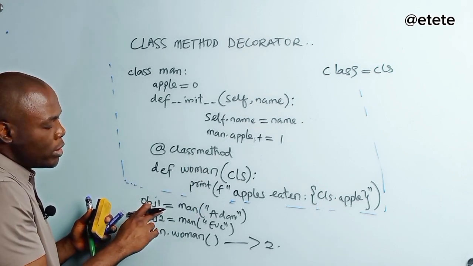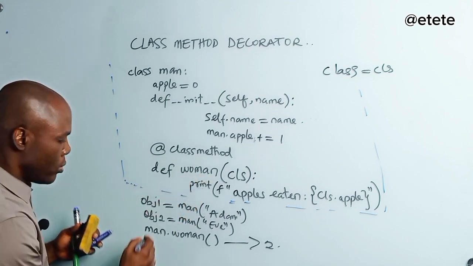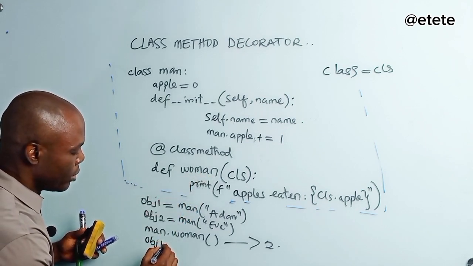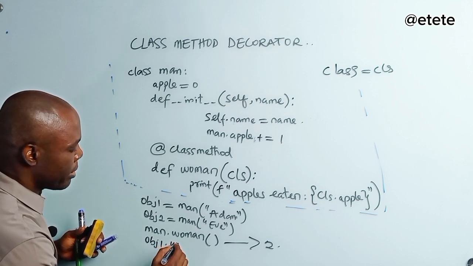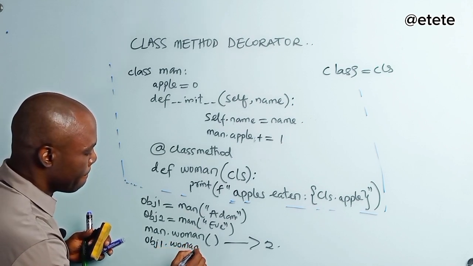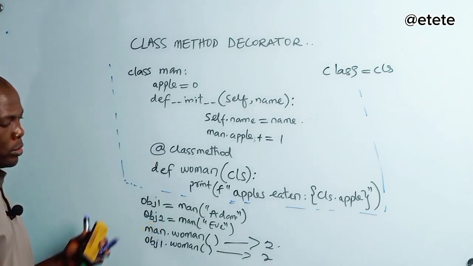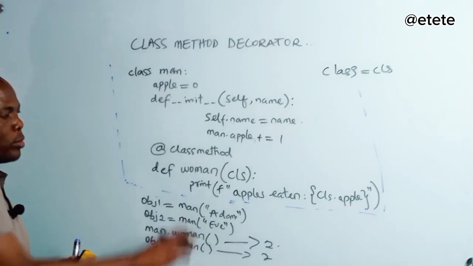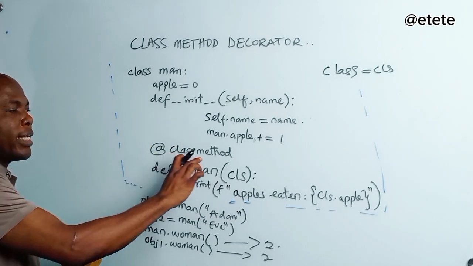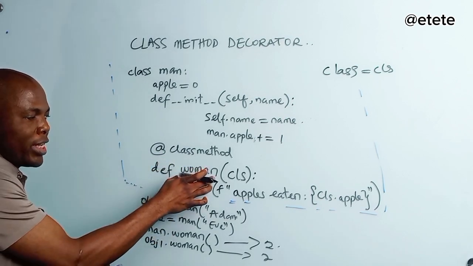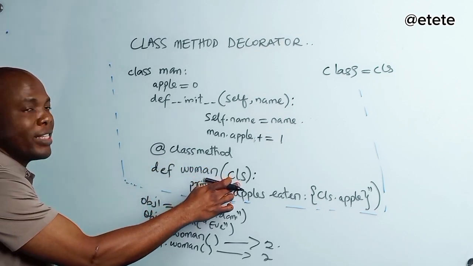And I can equally use any of these objects to call it. So if I come here and I say object one.woman, it will also give me two. So this is what I'm going to get. So this is using the class method decorator, which is used to create the class method and referencing the class.